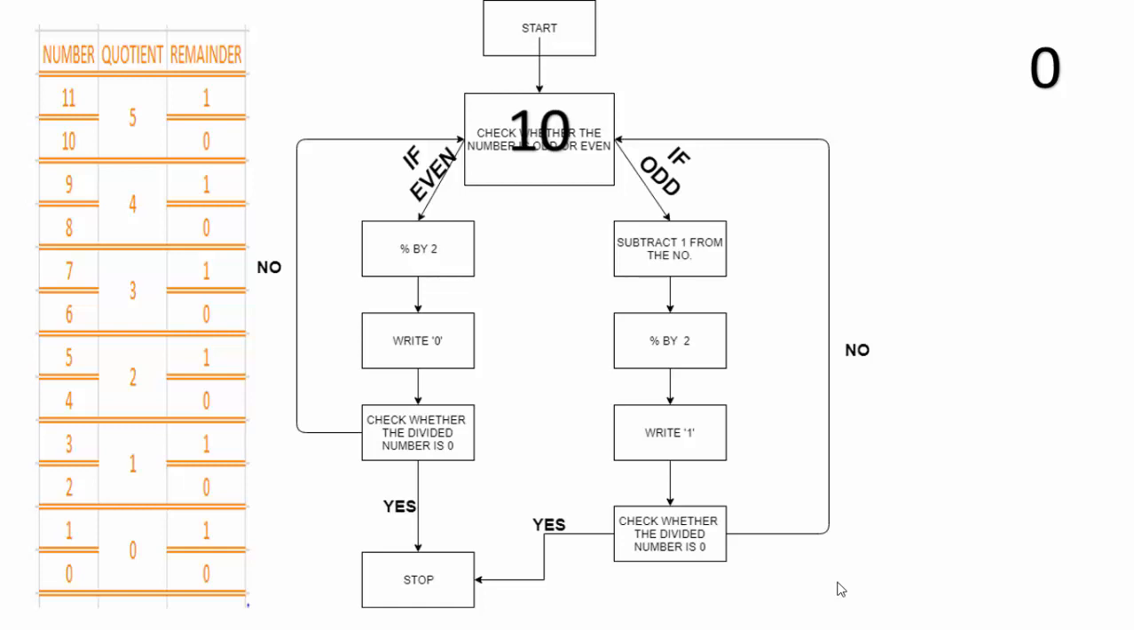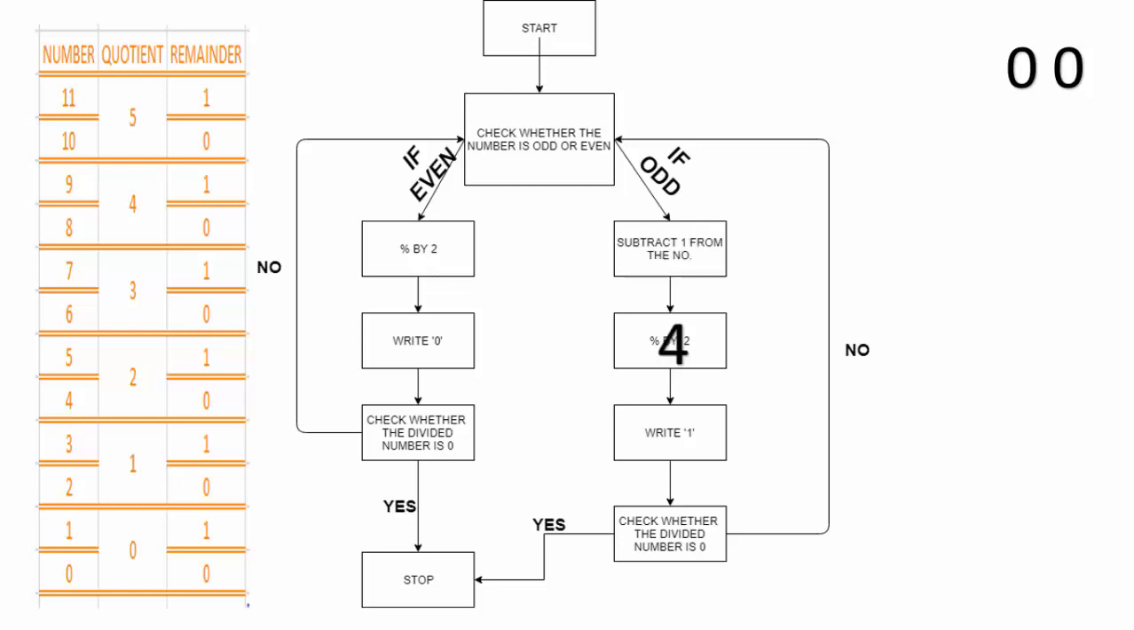So again we continue this process for number 10. We'll check whether it is even. Yes, it is even. We'll divide it by 2. We yield 5. We'll write down 0 once again. No, the number is not 0, so it goes back to the previous stage. Now the number 5 is an odd number. So if it is an odd number, we will subtract 1 from it. As we can see over here, if it is 5, we'll subtract 1 from it to yield 4.